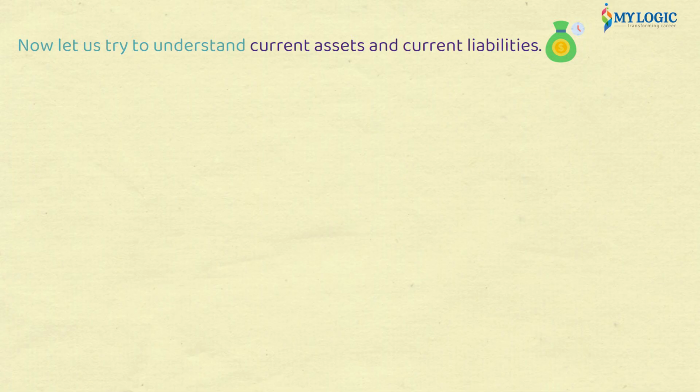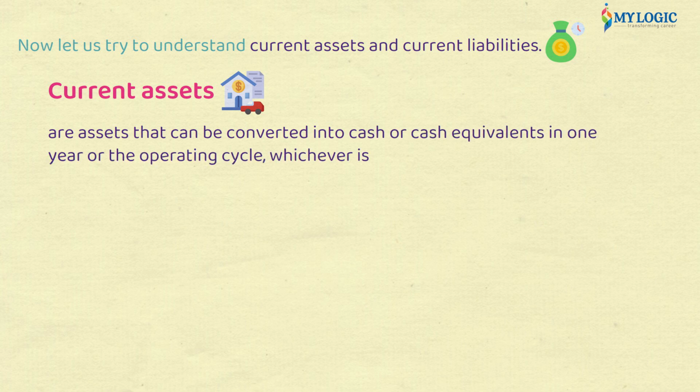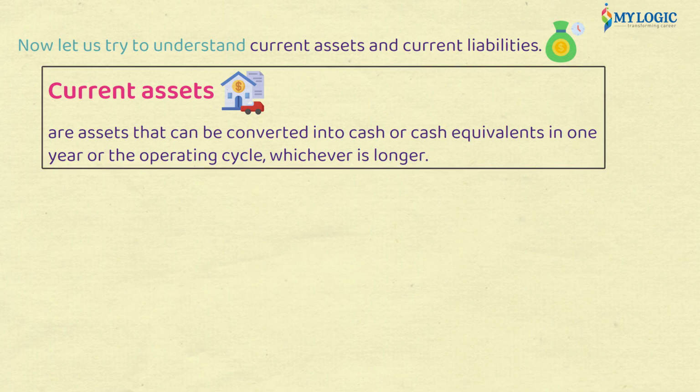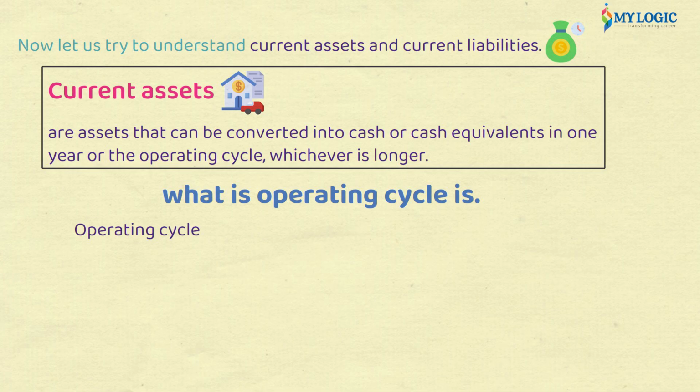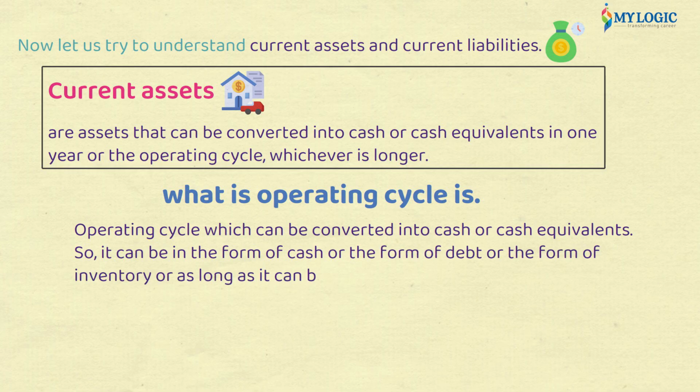Now let us try to understand current assets and current liabilities. Current assets are assets that can be converted into cash or cash equivalents in 1 year or the operating cycle, whichever is longer. Let us understand what the operating cycle is. It can be in the form of cash or receivables or inventory, as long as it can be converted into cash in a year.